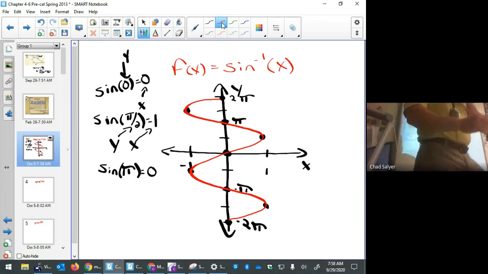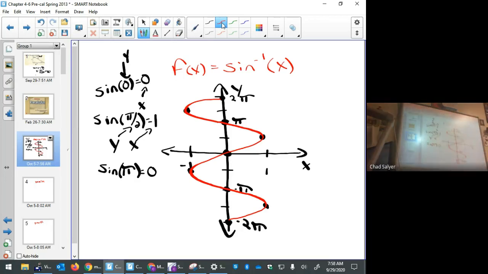But let me ask you a question. Does that pass the vertical line test? Is it a function? No, not a function. So we got to do something to make it a function. So what we do is we're going to arbitrarily constrain the range. In other words, we're just going to say certain parts of the range are valid and nothing else is.